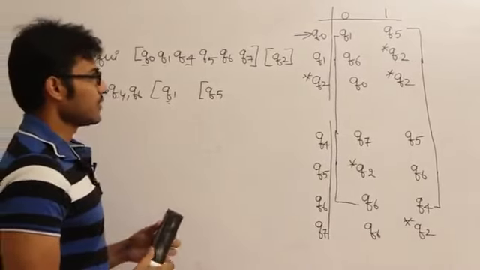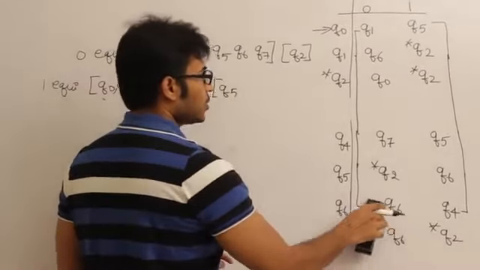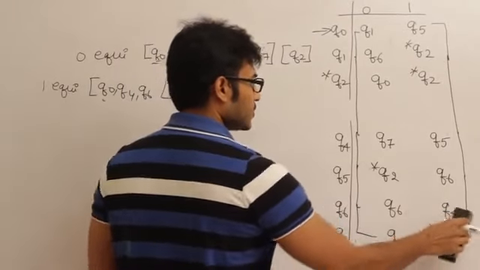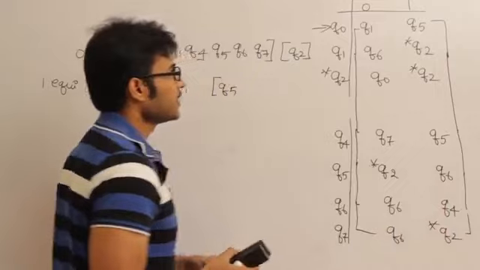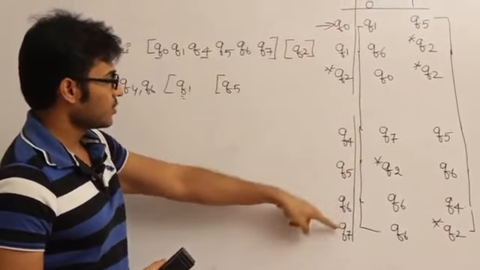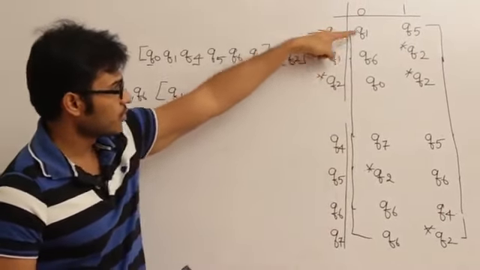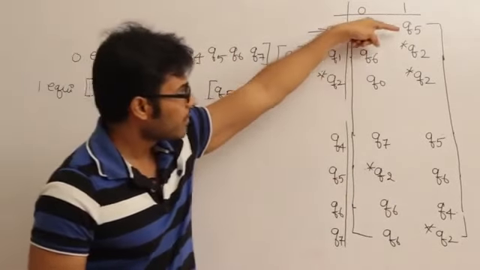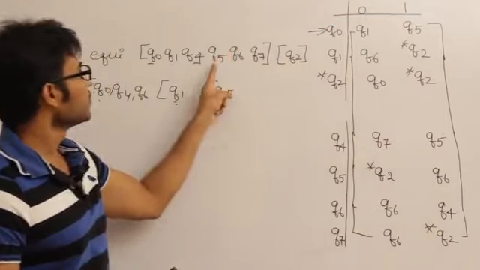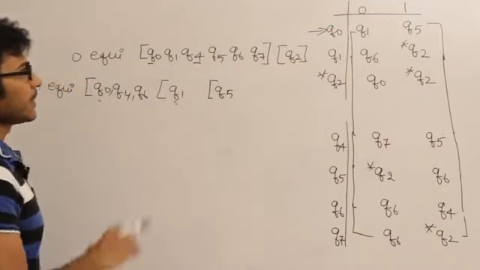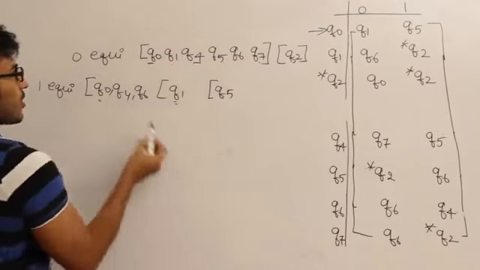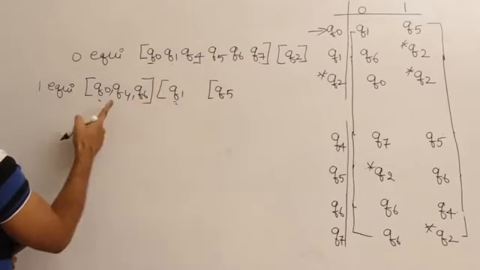And next one is Q7. Let me compare Q0 and Q7. If you see it, Q0 and Q7, they are going to Q1 and Q6. That is fine. But Q5 and Q2, which are different, therefore it has to be separated. So Q0 and Q7 are not equivalent, so I should not write it in this group.